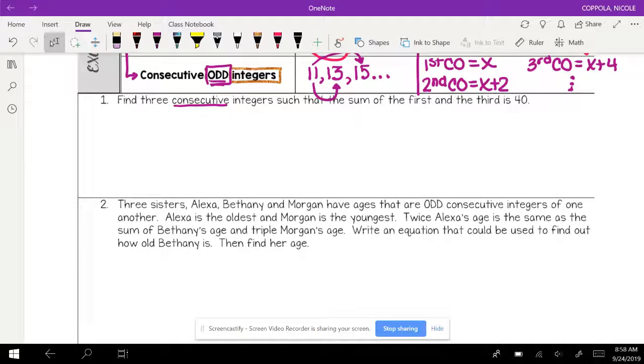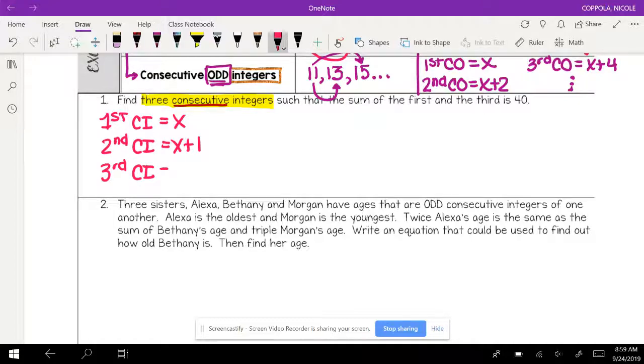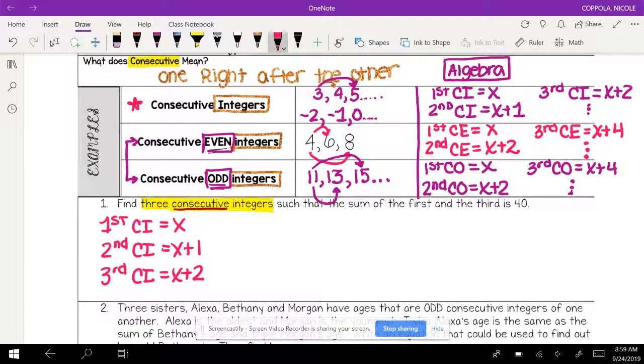All right, so these are nice because the second you see consecutive integers, you know your setup. So find 3 consecutive integers. I'm going to stop right there. Since it said consecutive integers, I'm going to say the first consecutive integer, I need 3. First consecutive integer is x. My second consecutive integer is x plus 1. And my third consecutive integer is x plus 2. I'm taking it straight from the setup up here, see? Okay.